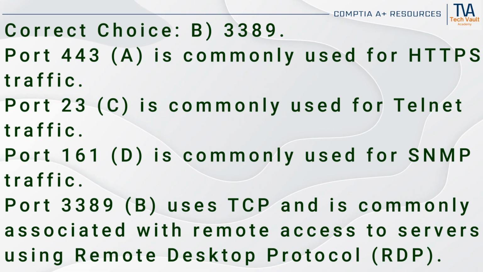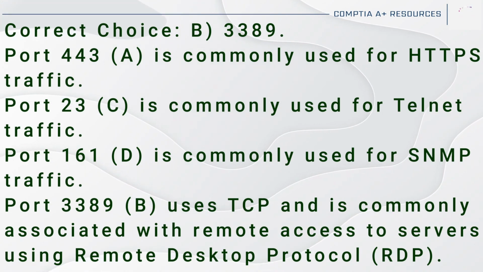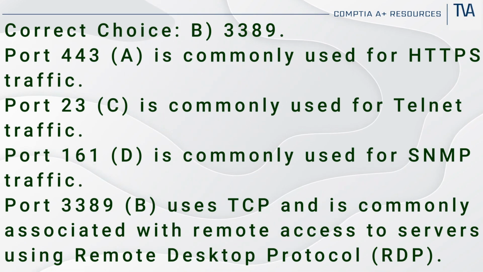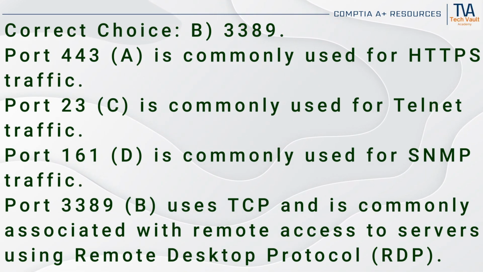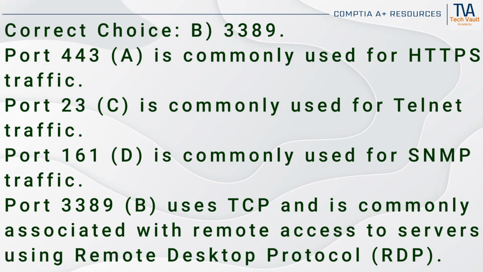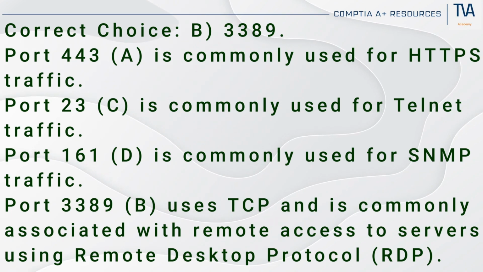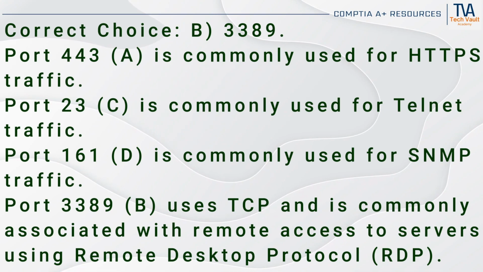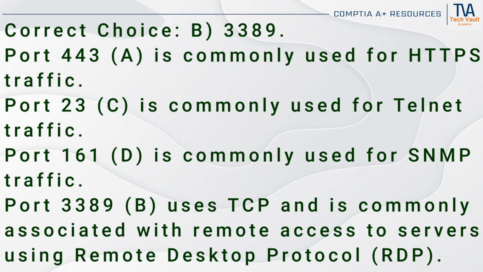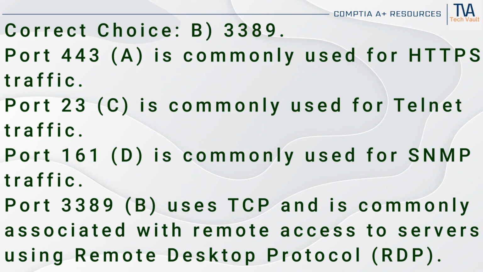Correct choice, B. 3389. Port 443, A, is commonly used for HTTPS traffic. Port 23, C, is commonly used for Telnet traffic. Port 161, D, is commonly used for SNMP traffic. Port 3389, B, uses TCP and is commonly associated with remote access to servers using Remote Desktop Protocol, RDP.